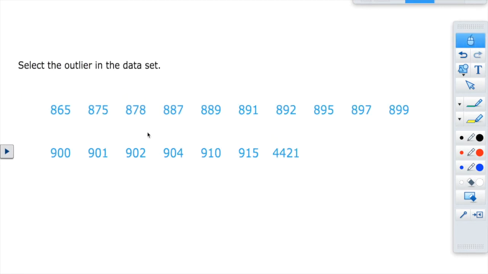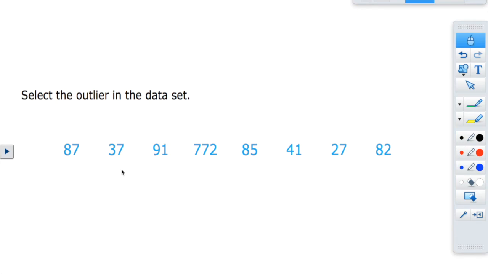Again, we have all these numbers. I'm not going to do a 5-number summary here. We could tell all of our numbers are between 865 and 915. And then we have one number that is well above any of the others, 4,421. So that is the outlier in this data set.